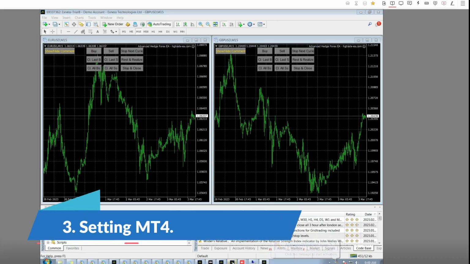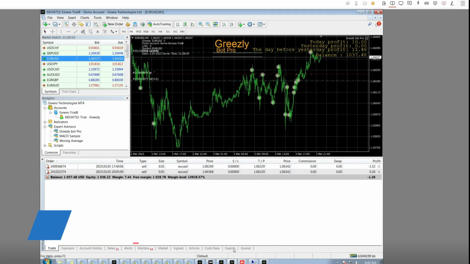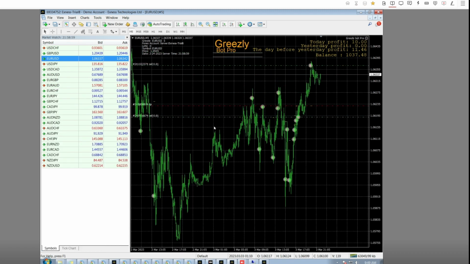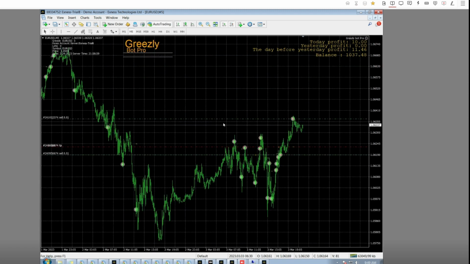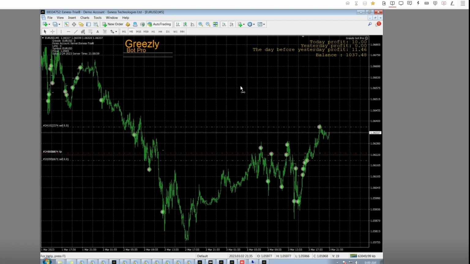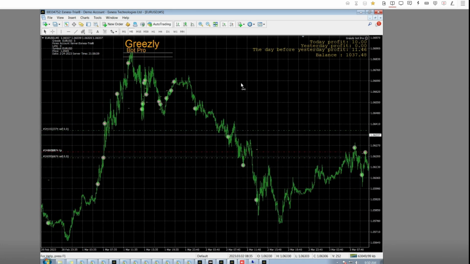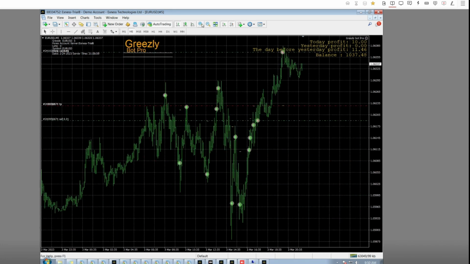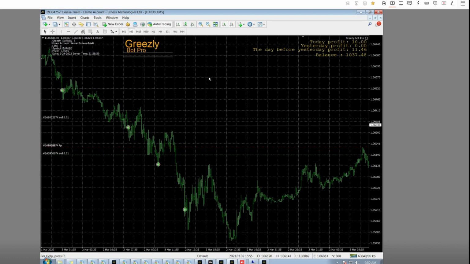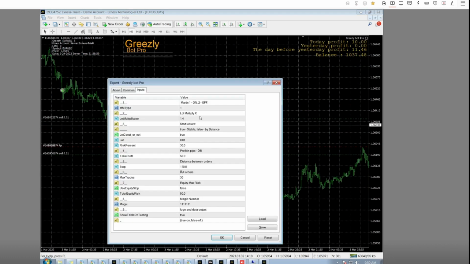3. Setting MT4. I will show you the MT4 terminal I use to run Grizzly Bot Pro. Okay, you can pay attention here. This is how it looks when Grizzly Bot Pro is running. I only run it on the Euro to US dollar pair with the M5 time frame. The preset that I use is the default preset.